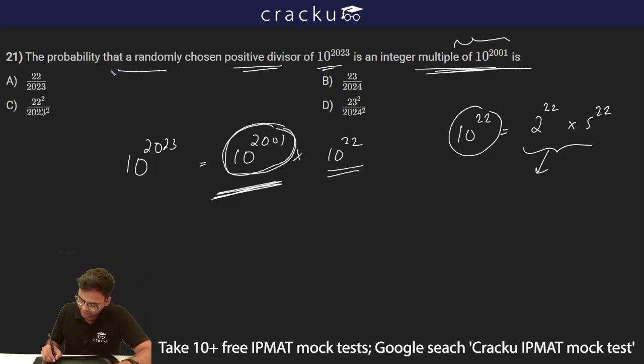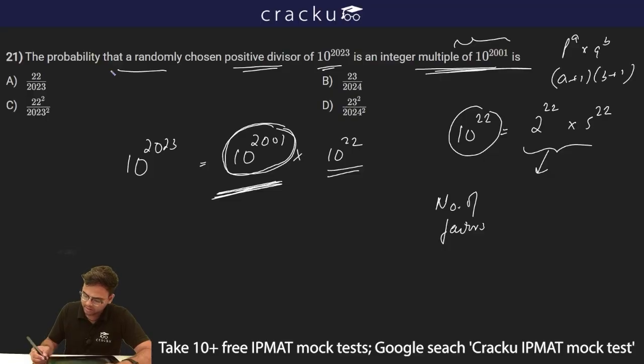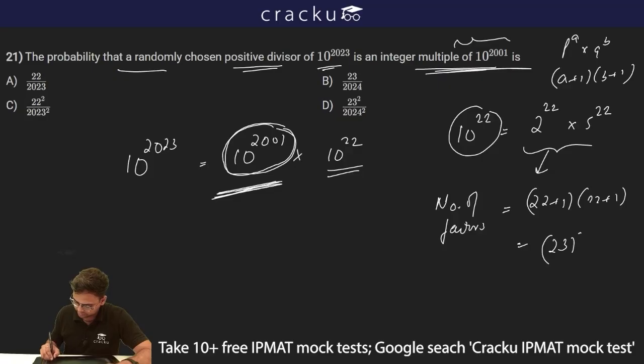Now what is the number of factors for this one? Again, if it is p to the power a into q to the power b, the number of factors is a plus 1 into b plus 1. So the number of factors will be 22 plus 1 into 22 plus 1, or I can say 23 whole square. So these are my favorable outcomes.